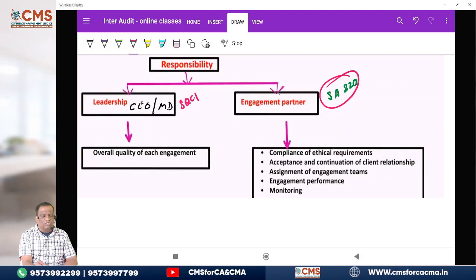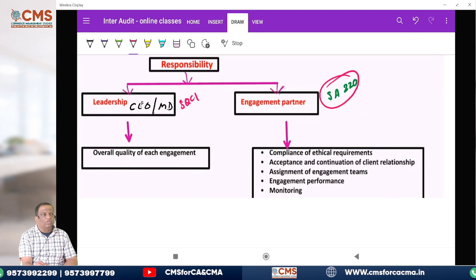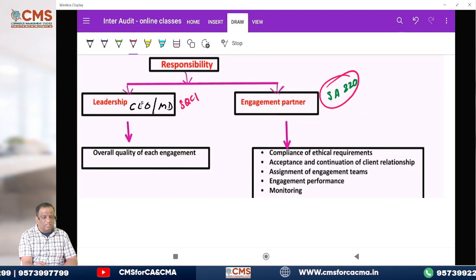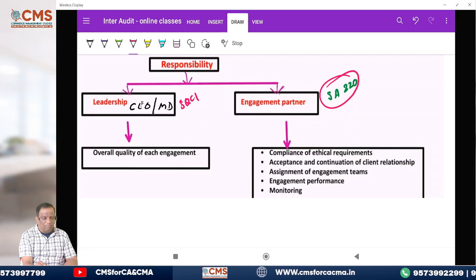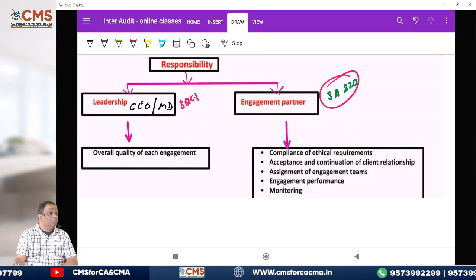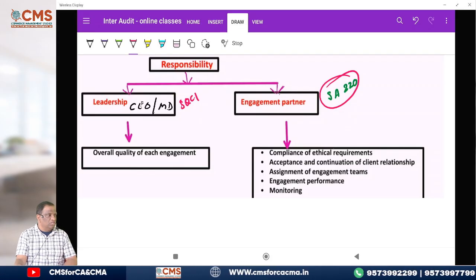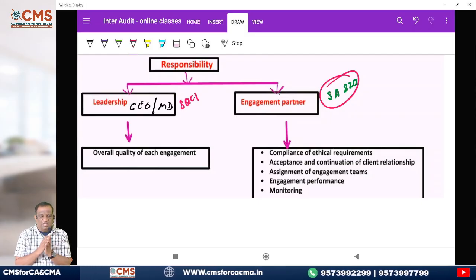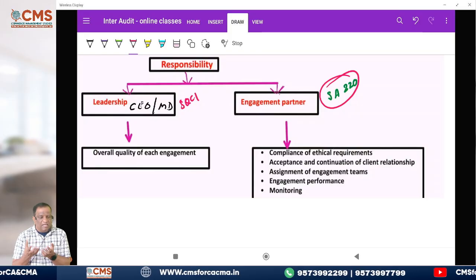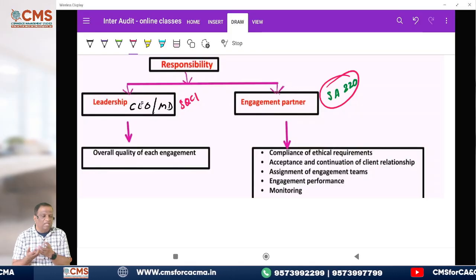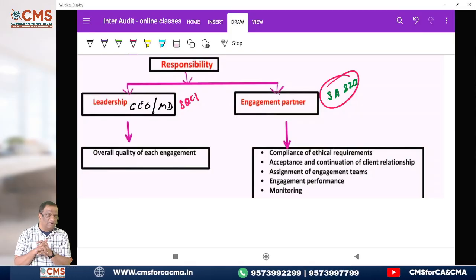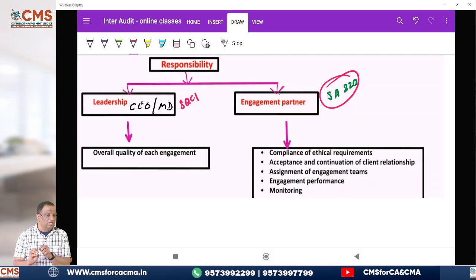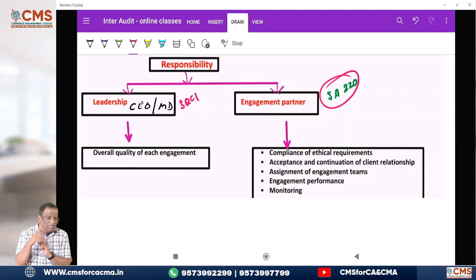Whereas when it comes to SQC1, since it is applicable for the overall firm, it is the leadership. That is the top level people, either the CEO or managing director, managing partner and all that. They would become responsible for maintaining SQC1. So two things he will ask you. SQC1, whom does it apply to? SA 220, whom does it apply to? SQC1 is applicable to all engagements, including audit engagements. And SA 220 is applicable only to audit engagements. So SQC1 applies to all, including audit.